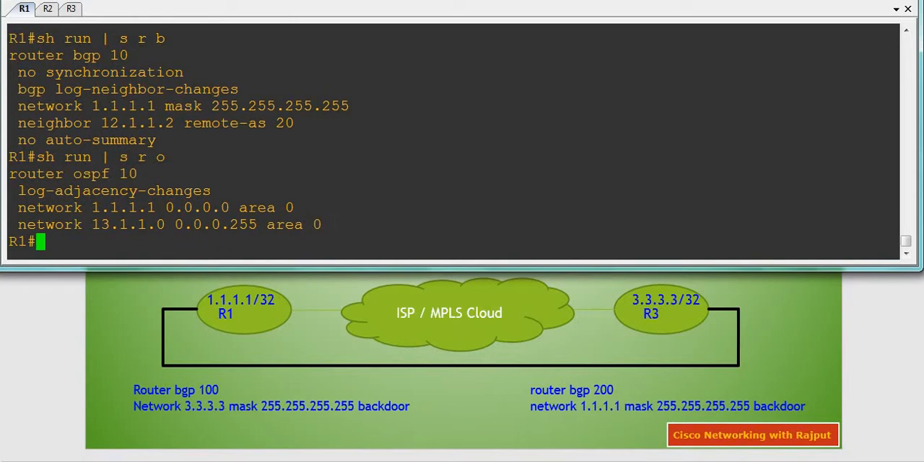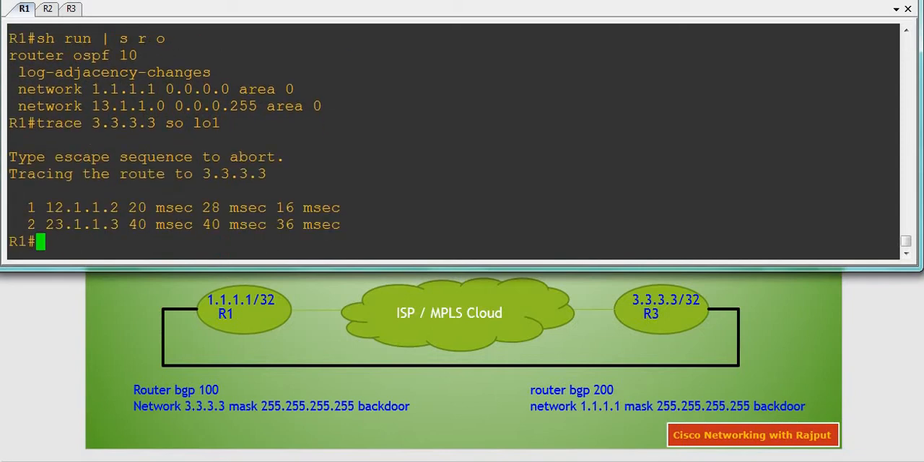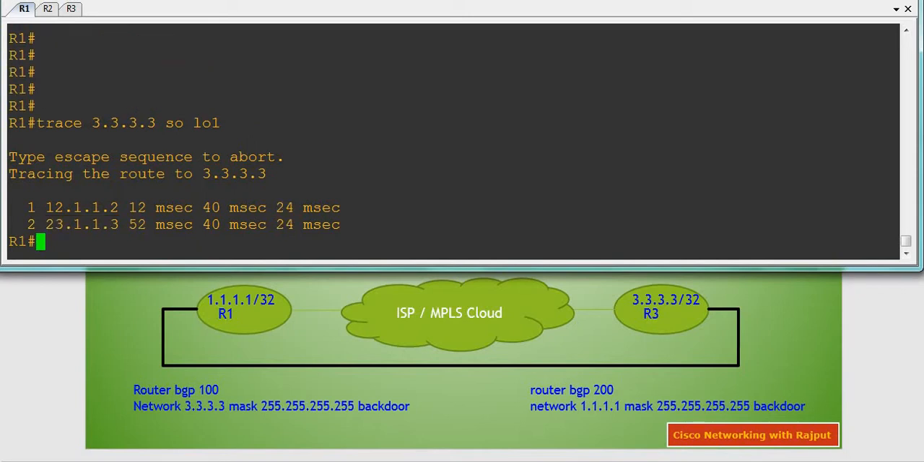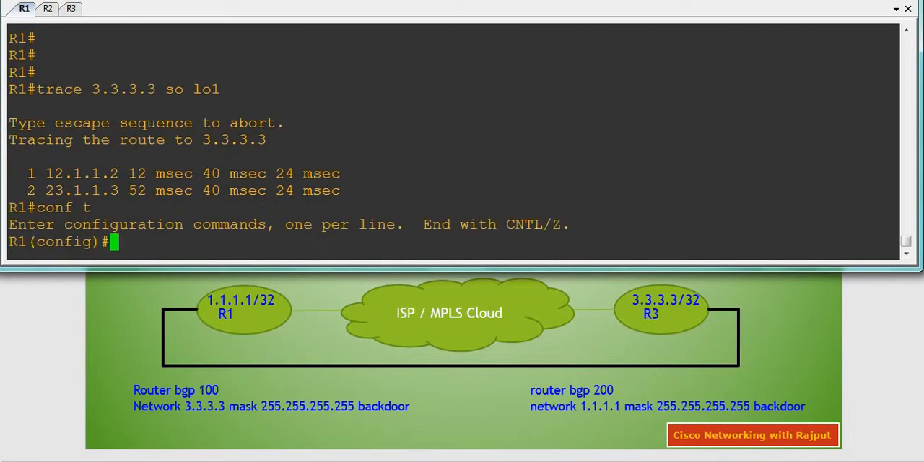Let us trace the 3.3.3.3 subnet and see which path it takes right now, because as of now this is the default configuration. We have not manipulated anything yet. Trace with source loopback. Right now it goes to 12.1.1.2, which is located over here in the ISP cloud, and then finally reaches router 3. Let us go and change this behavior.